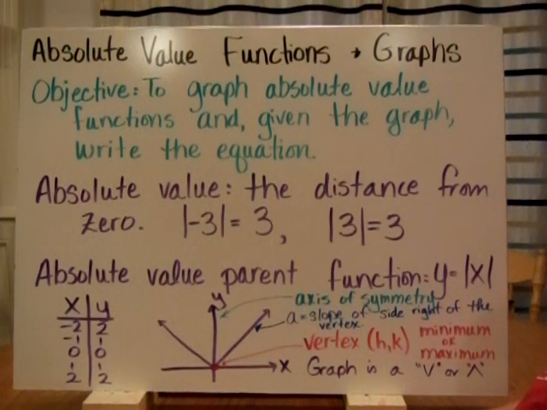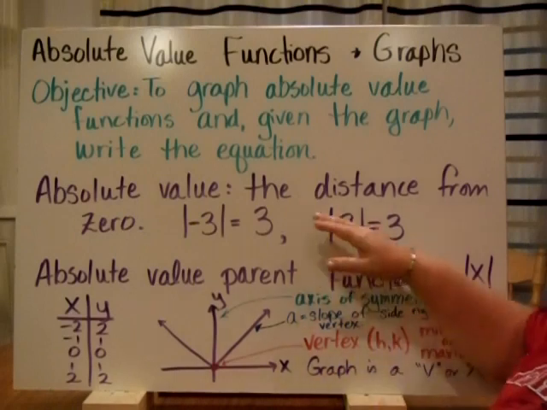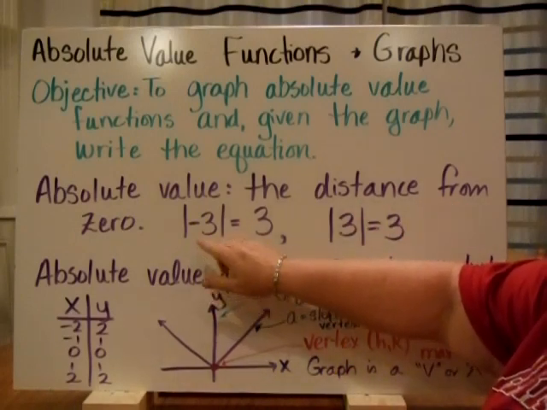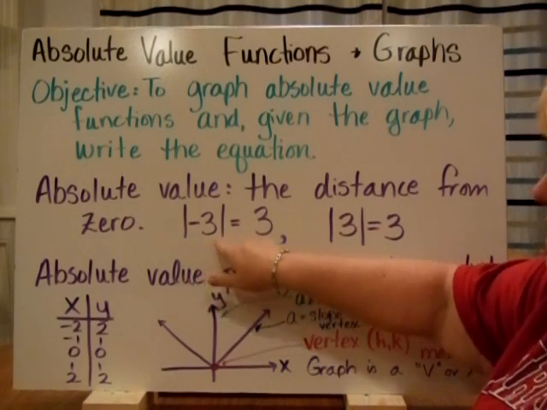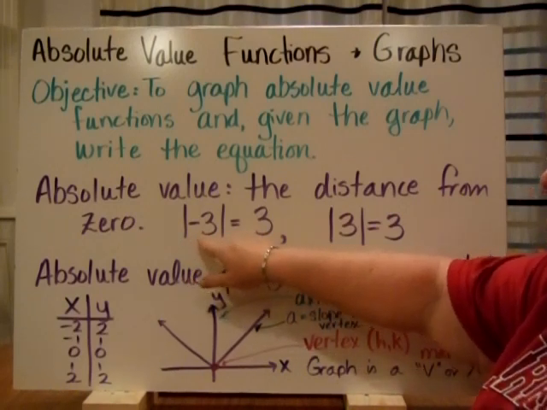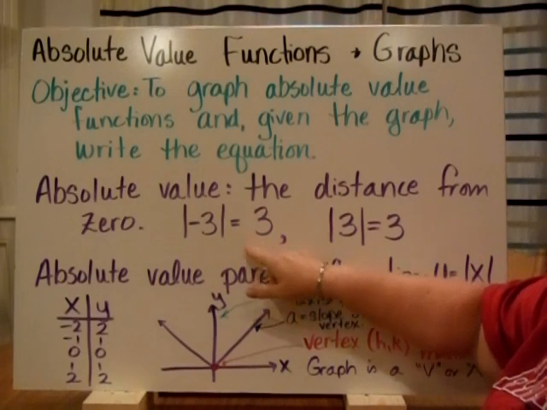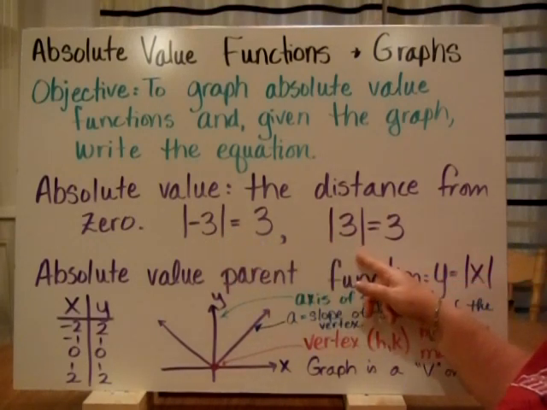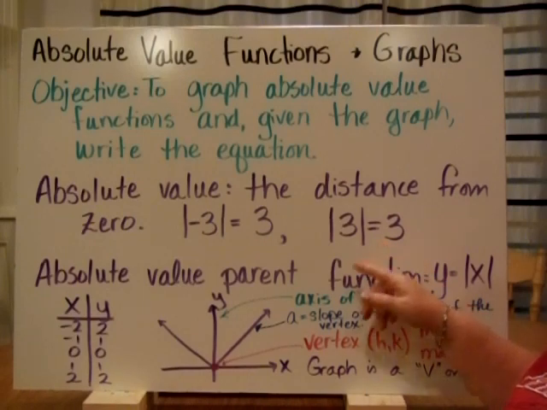Today we're going to be talking about absolute value functions and their graphs, and the objective is to graph absolute value functions and, if we're given the graph, to be able to write the equation. Recall that the absolute value is the distance from zero, so the absolute value of -3 is 3 because -3 is 3 places from zero. And the absolute value of 3 is also 3.